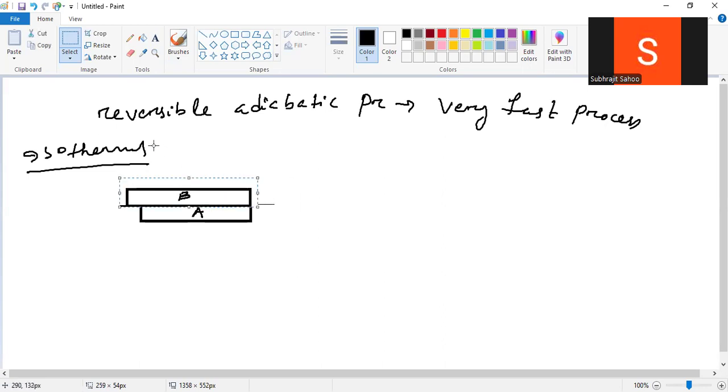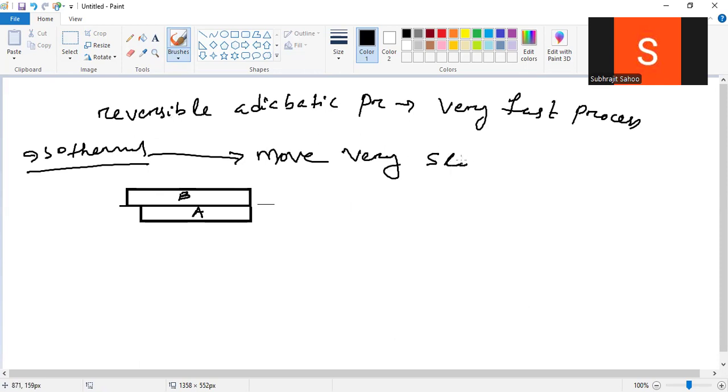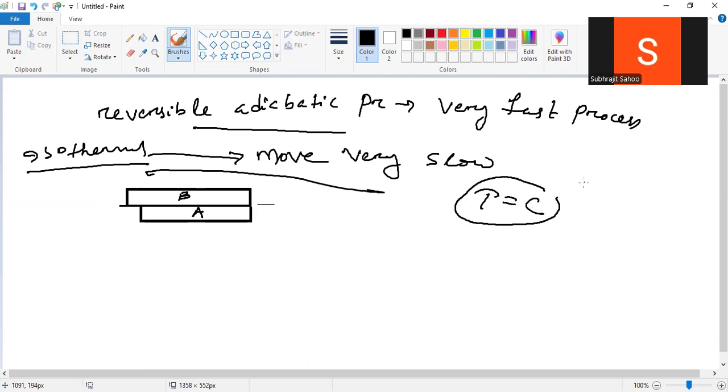And what is the conclusion here? For an isothermal process, the process should move very slowly. Adiabatic is very fast, isothermal is very slow. To maintain constant temperature, the process should move from one point to another very slowly. To have no heat transfer between system and surroundings in an adiabatic process, I need to move the process from 1 to 2 very fast. These are the two important points you need to remember, and I explained through an example why one should be very fast and the other very slow.